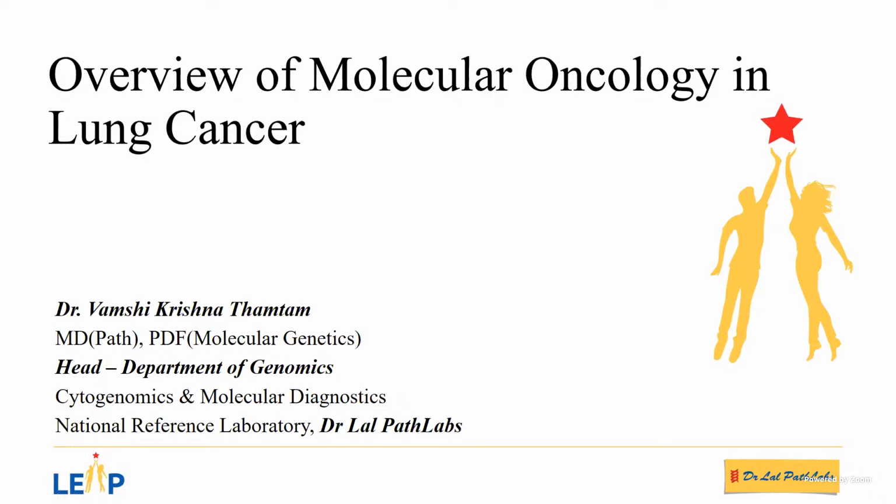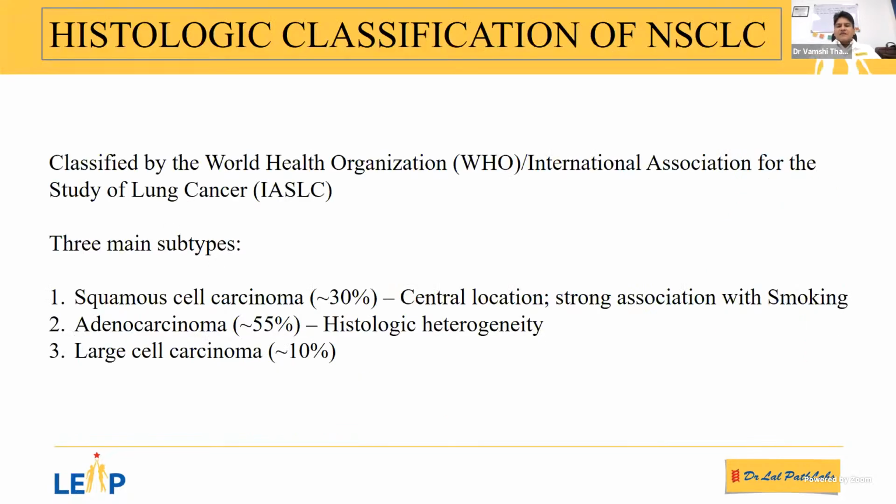I'm going to talk about overview of molecular oncology in lung cancer. I will have a couple of slides on reference for the MET exon 14 skipping mutation. I presume my next speaker is also going to speak on that, so I've kept it to a minimum. If you look at the histological classification of non-small cell lung carcinoma, classified by the WHO and the International Association for Study on Lung Cancer, there are three main subtypes. The one which we usually see in our day-to-day practice is the adenocarcinoma, part of non-small cell lung carcinoma, which does have its histological heterogeneity.